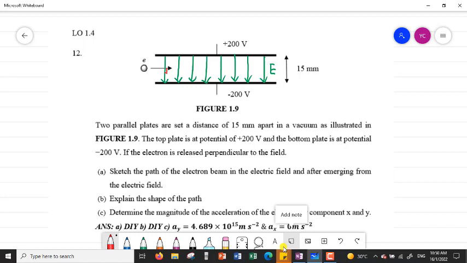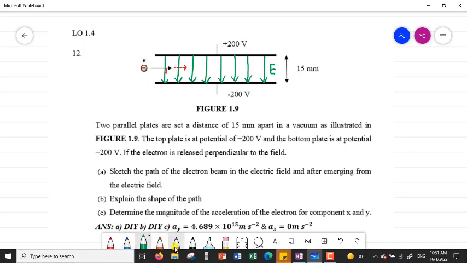So we want to sketch the path of the electron beam in the electric field and also after it emerges from the electric field. So class, what kind of path will the electron perform? It depends much more on the electric force acting on the electron. So the electron is a negative charge. Upon entering the electric field, it will experience electric force.